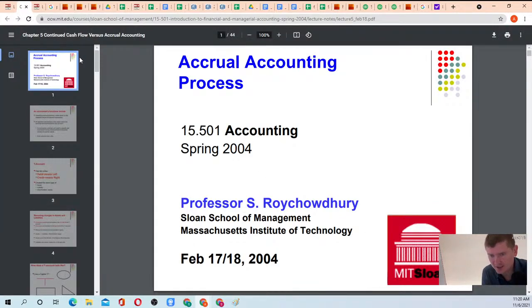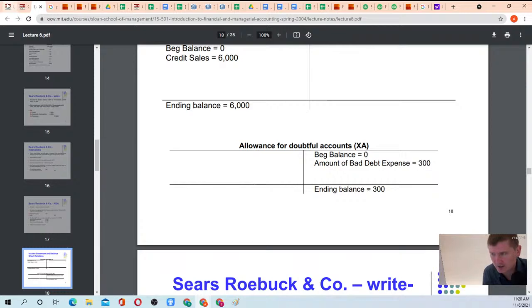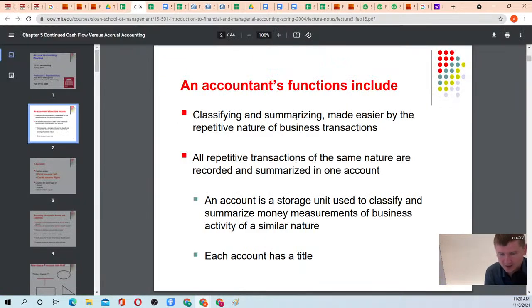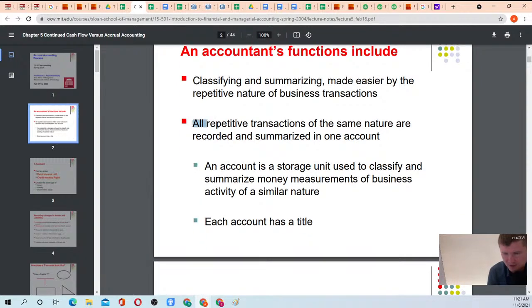So let's get back to our accounting procedures here. So we classify and summarize the data. And the accountant usually knows all repetitive transactions of the business. And if the accountant doesn't have a bill or an invoice to accrue something, he will usually make an accrual based on his judgment, based on his estimate.